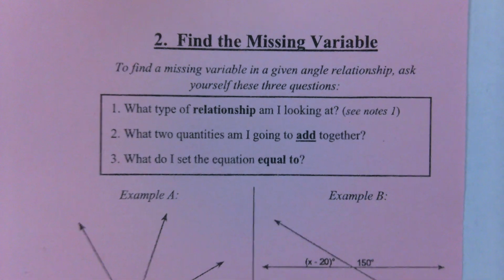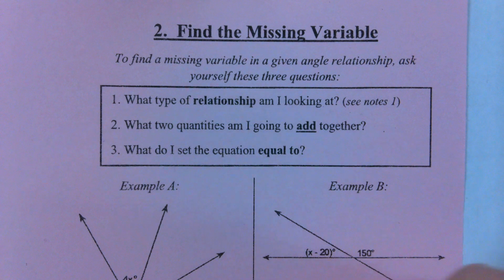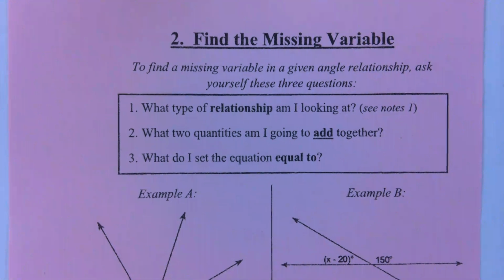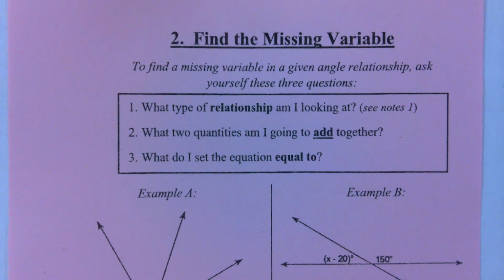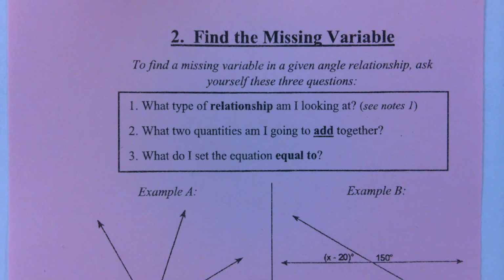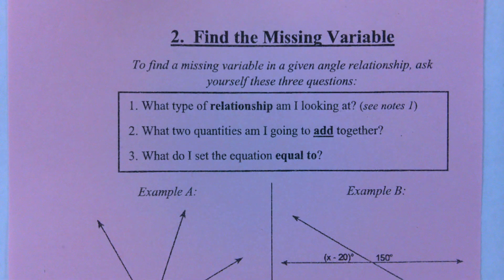So, can I get someone to read this little italic sentence right here real quick for a rich ticket to find? Victor, go for it. To find the missing variable and give an angle relationship as discussed in 3 questions. Perfect. And then, Victor, go ahead and read those 3 questions out for everyone. What type of relationship am I looking for? See note 1. What 2 equations am I going to add together? What do I set the equation equal to? Perfect. Thank you, Victor.